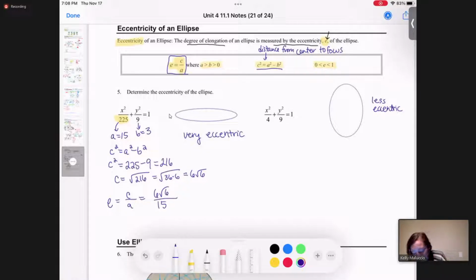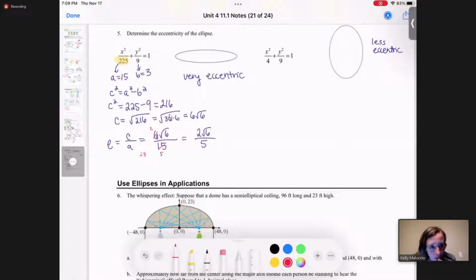We can reduce that, because 3 divides into 6 and 15, right? So we can get 2 root 6 over 5, because I just did this: this is 2, this is 5, if we divide by 3. Those are my little scratch notes of what I did.